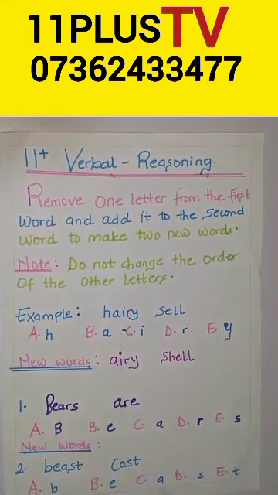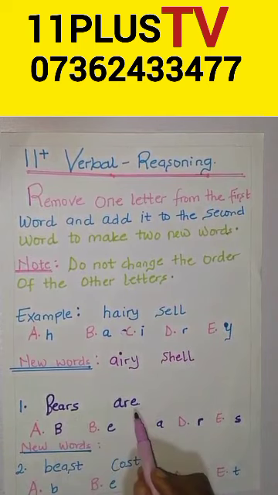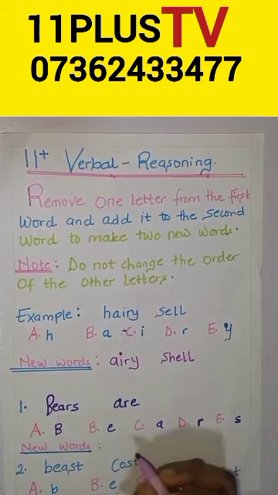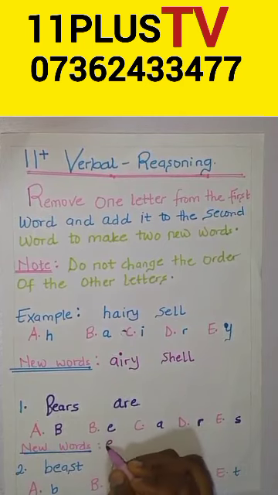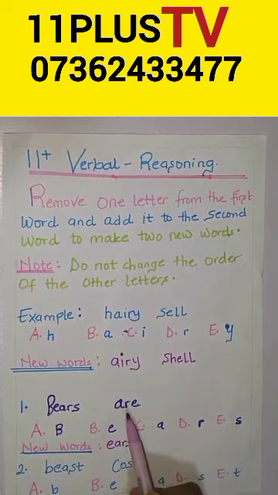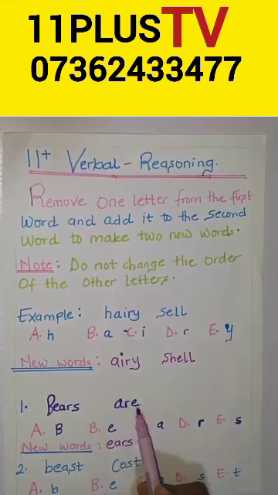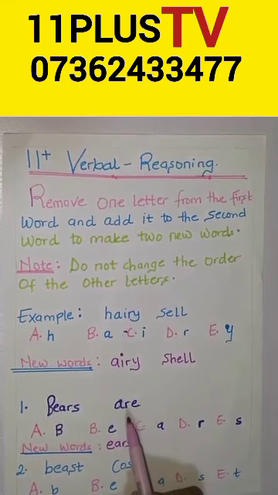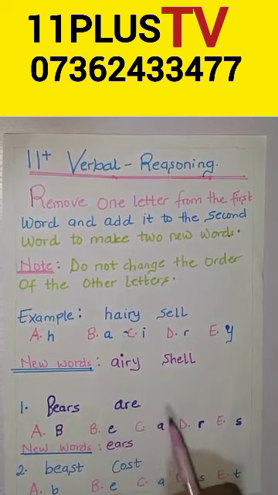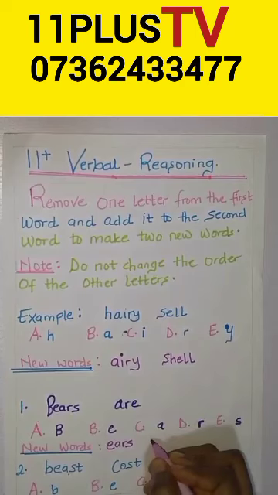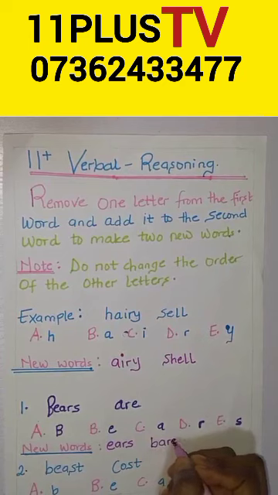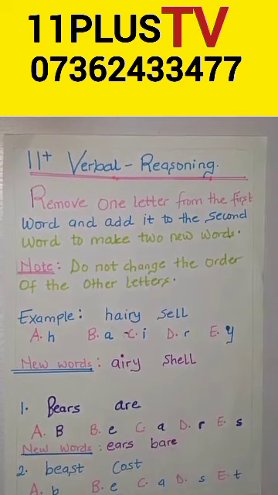Now let's take question 1. We have bears and R. Remove a letter from the first word. If I take B, I'll be left with ears. And if I put B together with the second word, now the position of the letter you're taking from the first word matters for the second word. So I'll put B here, then it becomes bear. Bear means when something is kind of naked.